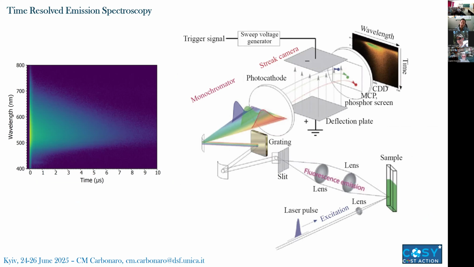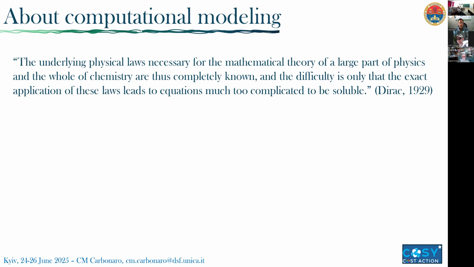streak camera, where in the image on your left, on the map, you have both the wavelength and the time, which means that we are getting both pieces of information at the same time. Again, we use a pulsed femtosecond to nanosecond laser for the excitation of our system, then a monochromator to get the wavelength dispersion, and finally the streak camera to get the time dispersion of the emitted light. Okay, so this is the basics of the experiments we perform, at least from the optical point of view.